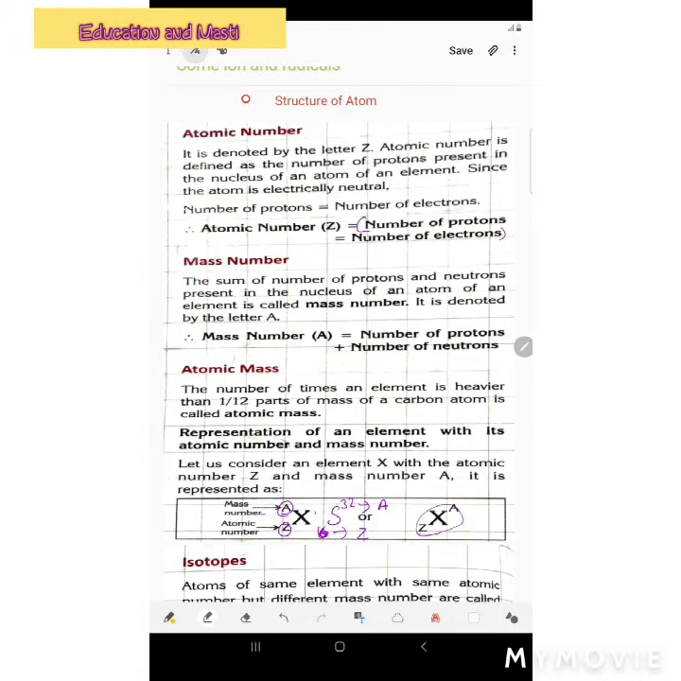Now let's know about mass number. The sum of the number of protons and neutrons present in the nucleus of an atom of an element is called mass number. It is denoted by the letter A.